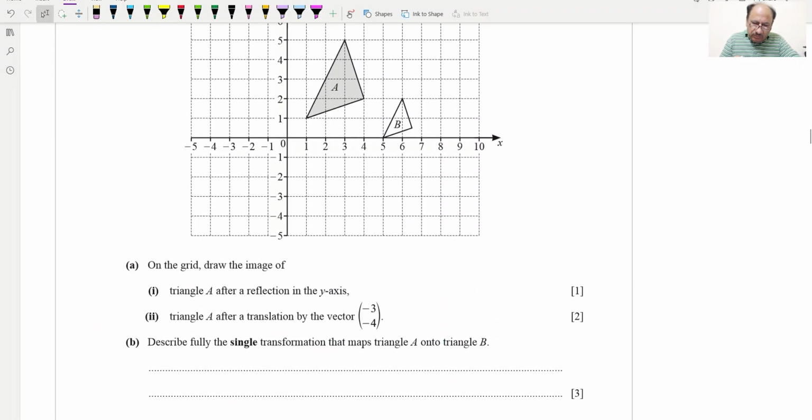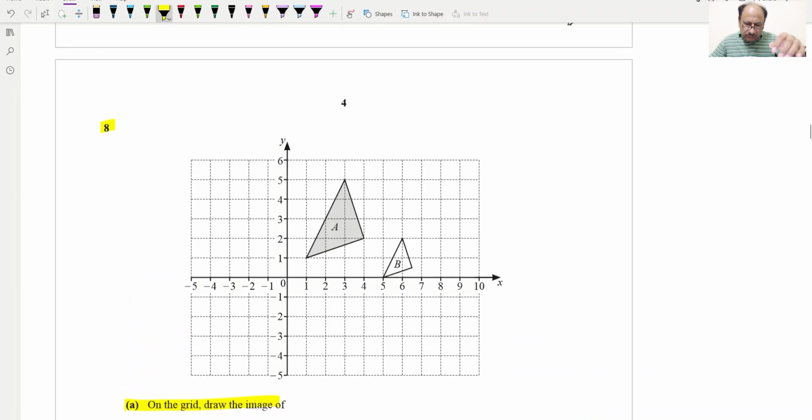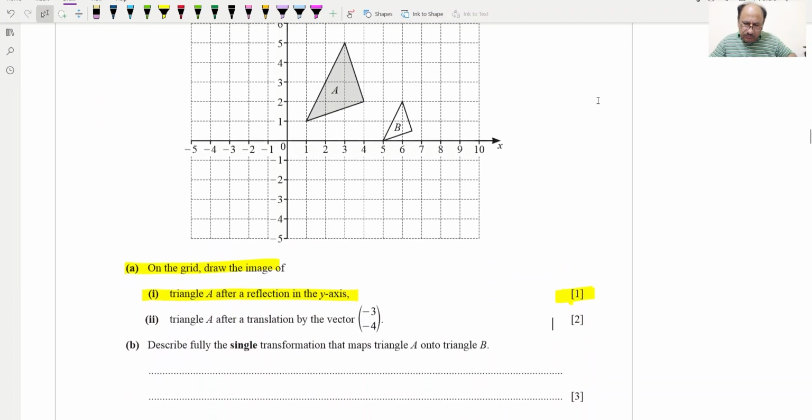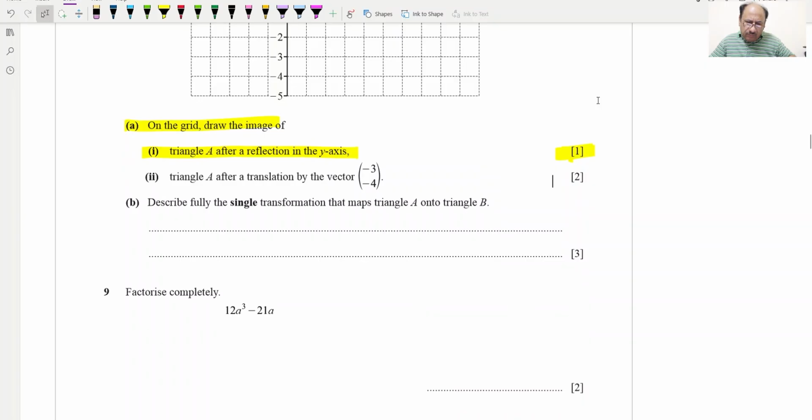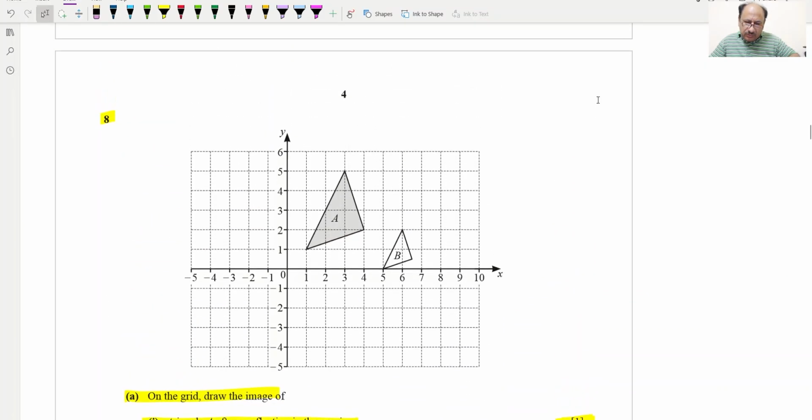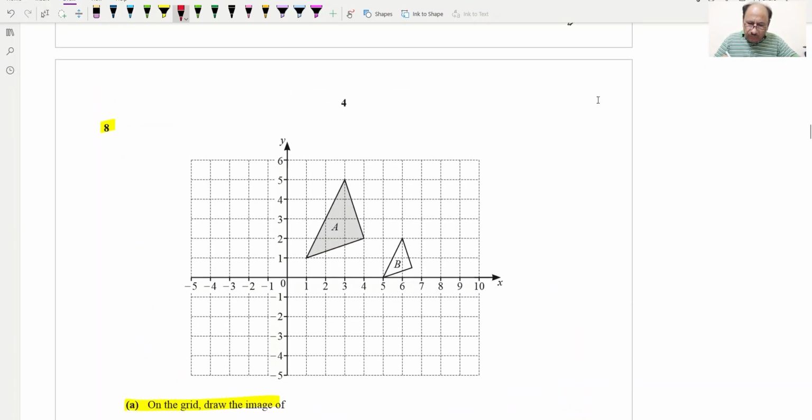They are saying on the grid draw the image of triangle A after reflection in y is equal to x, and this is a 1 mark question. So reflection in the y-axis, basically reflection in the y-axis. So y-axis, we know this is y-axis. So for the reflection we take the distance from here, which is 1 unit, so we'll take it on the other side.